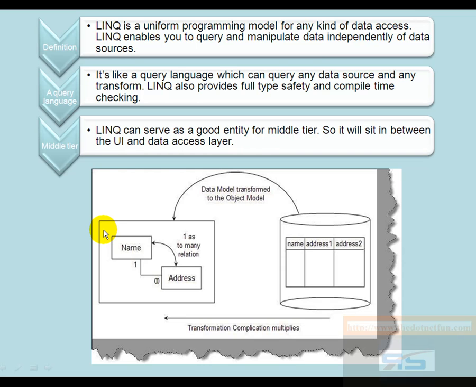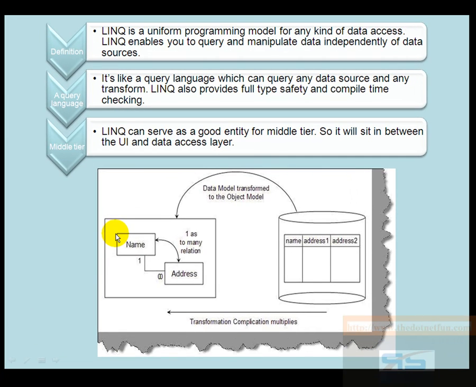Now what Linq does is, Linq says, okay, it provides a uniform programming model on top of all these data sources. So in other words, whatever your backend data source is, it doesn't matter to us. We just write a generic query language and we can query either Excel, a Word document, SQL Server, or XML. So you can say that it provides a uniform query language at the application level to interact with various kinds of data sources.